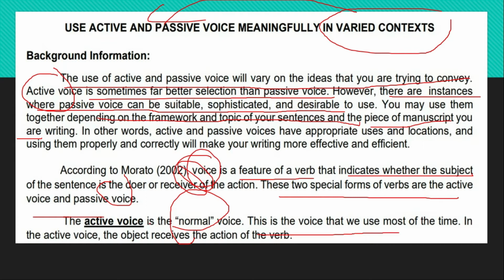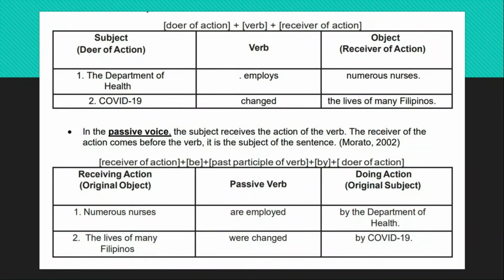In the active voice, the object receives the action of the verb. Or simply, the subject is the doer of the action. Okay? For the active voice, the subject is the doer of the action. The one being talked about is the one doing the action. What is the form? Doer of the action or subject plus verb plus the object or the receiver of the action. We have here examples.